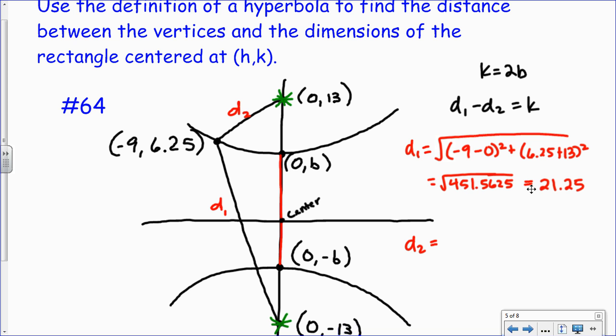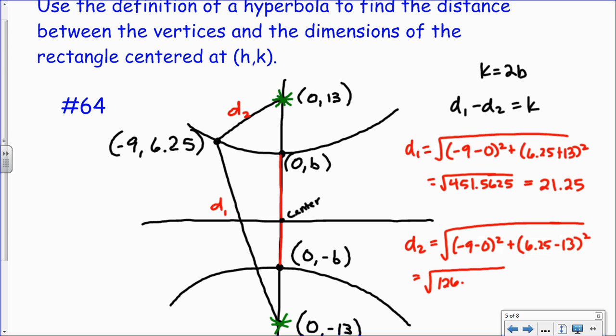Okay, so this time I'm using the top focus. So -9 minus 0 squared plus 6.25 minus 13 squared. So 126.5625, which is 11.25.